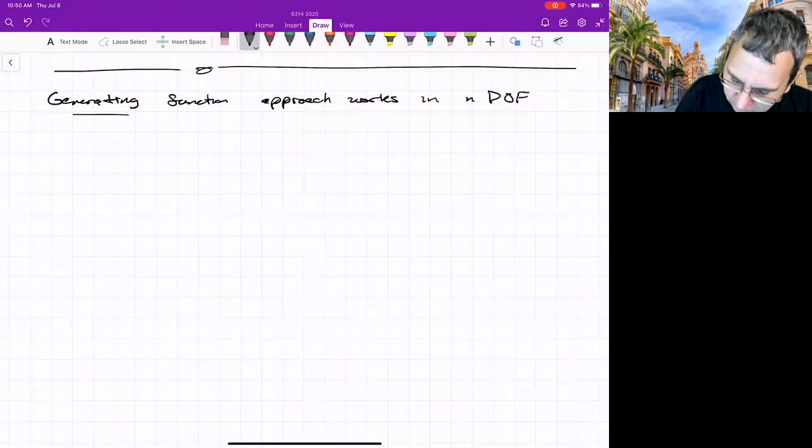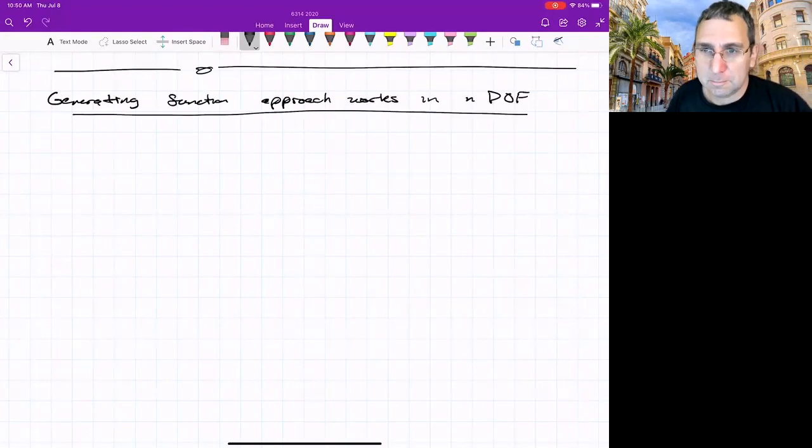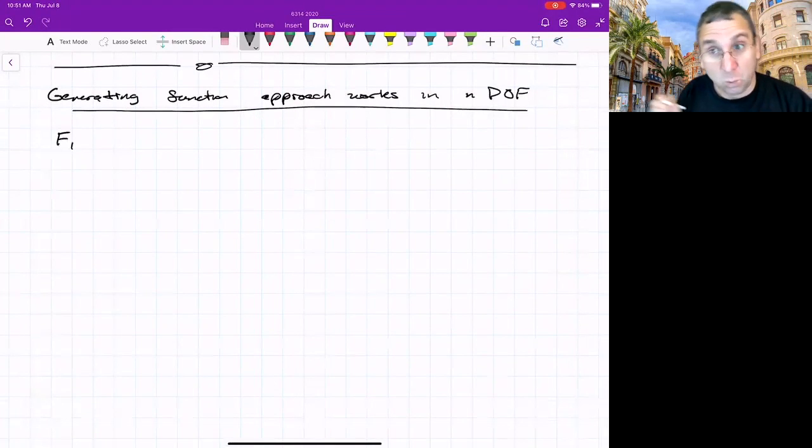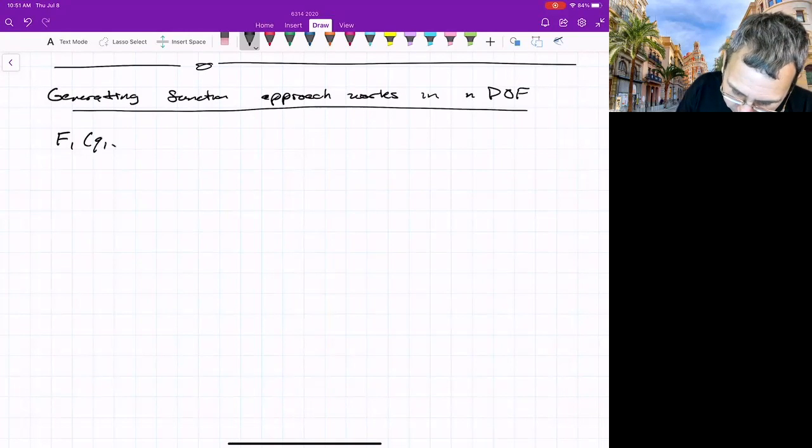And hopefully it's not that difficult to see, but for example, if we had an F1, that's just a function of the old q's and the new Q's. What will we get? It's a function of little q1 to little qn, big Q1 to big Qn.